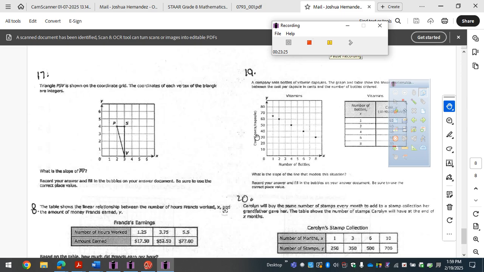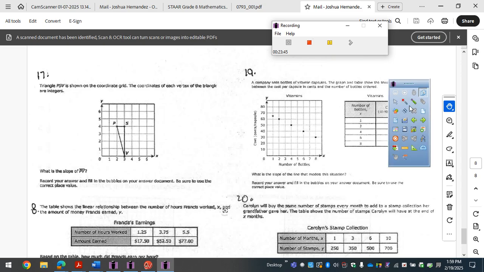Okay, so on this part here, it's going to be asking for the slope again, and triangle PSV is shown on the triangle grid. The coordinates of each vertex of the graph are integers, so it's mainly the whole numbers, nice numbers to work with. Positives, easy, no fractions, no decimals, which is great. What is the slope of PV? So from P to V.